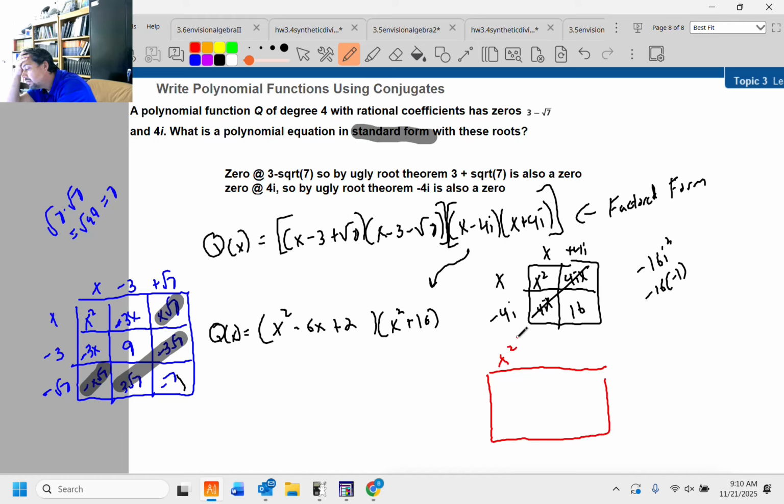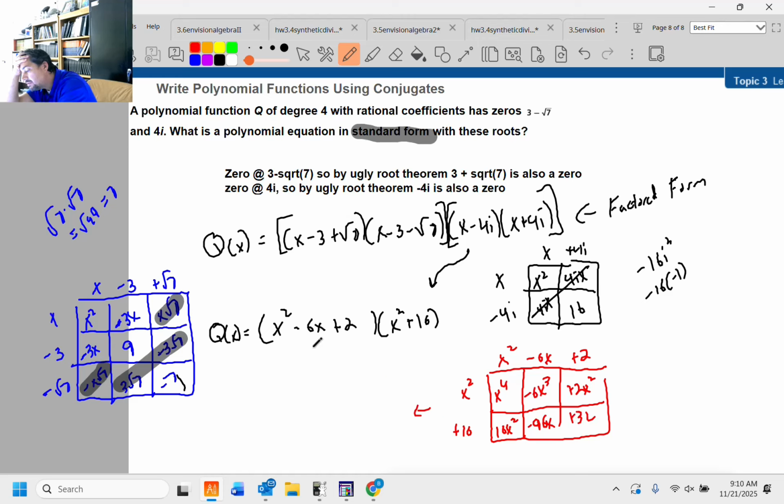We got x squared minus 6x plus 2 along the top, and then x squared plus 16 along the side there. At least that's how I'm doing it. You do you, I'll do me. X squared times x squared is x to the 4th. Negative 6x times x squared is negative 6x cubed. 2 times x squared is plus 2x squared. 16 times x squared, 16x squared. 16 times negative 6x is minus 96x. 16 times 2 is plus 32.